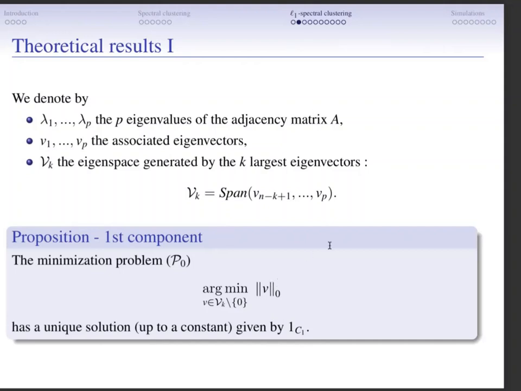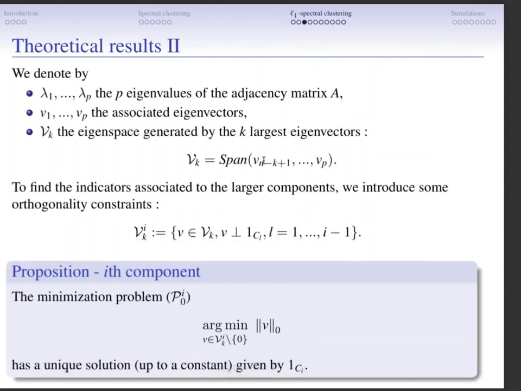If you want to recover the second component now, you can do exactly the same. In the eigenspace generated by the k largest eigenvectors, you are looking not for the sparsest one, but the second sparsest one. So it's still the sparsest one, which is orthogonal to the indicator vector corresponding to the first component. And you can do exactly the same for the third component, fourth component, etc.